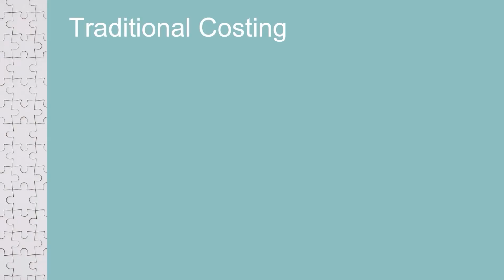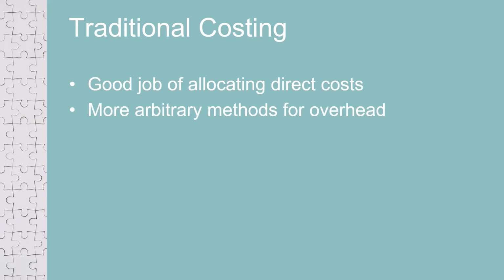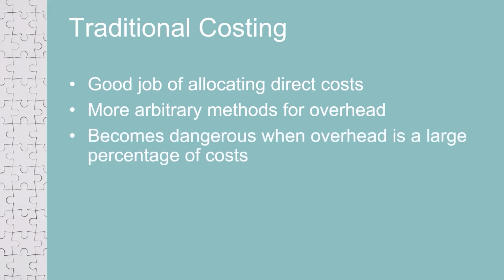First, we need to start all the way back with traditional costing. Traditional cost practices started with the easiest cost tracking. It did a good job of allocating direct costs to products. It used more arbitrary methods to allocate overhead. This is fine if overhead is a small part of expenses. It becomes dangerous when overhead is large. It can lead to bad product unit costs, which lead to bad decisions.